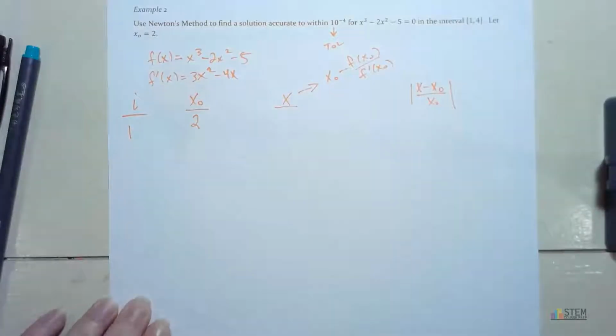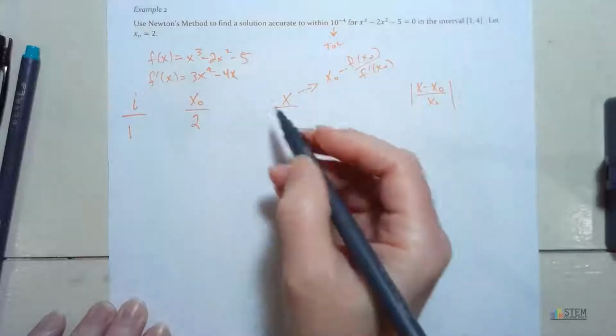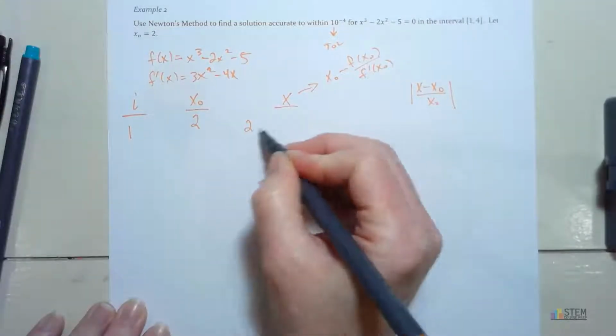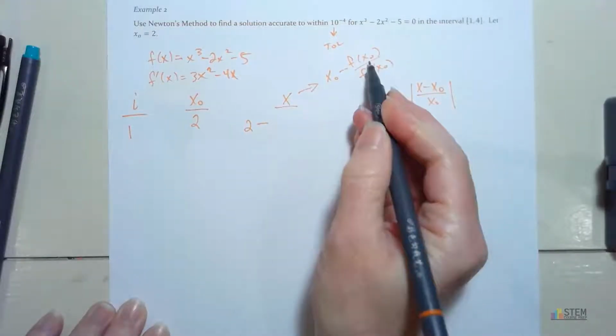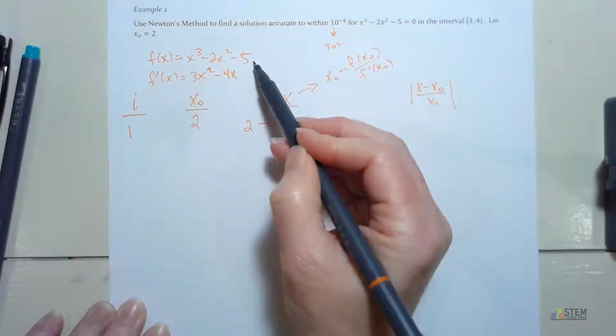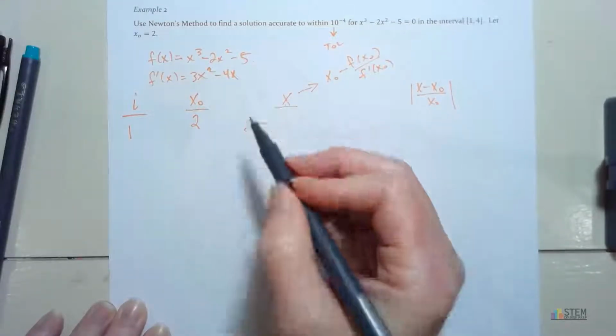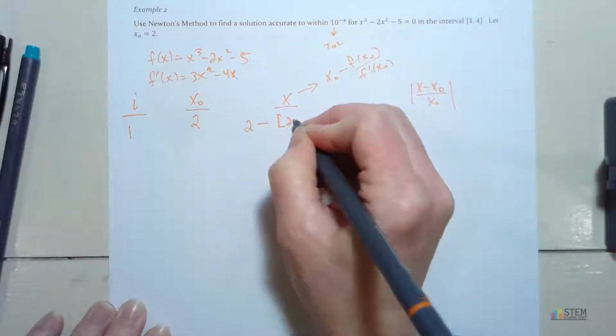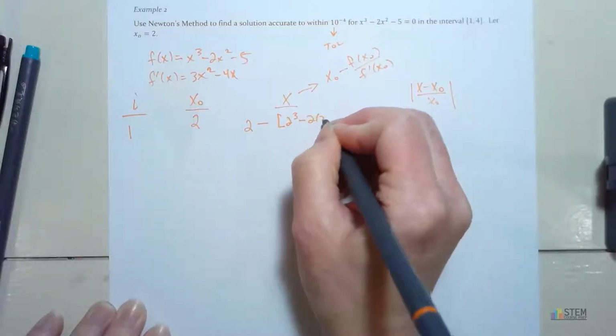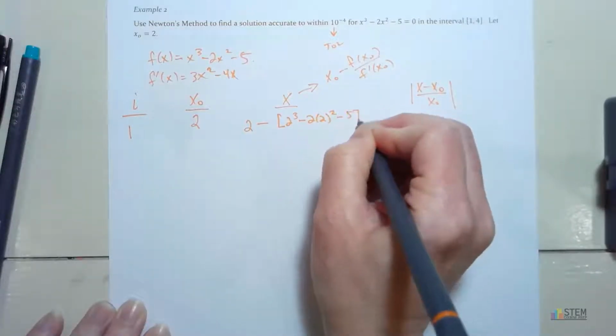There you go. So that's the equation we'll be using. Let's go ahead and fill that in. We're going to have 2 for x0 and then minus, we're going to take our function right here and plug in 2 everywhere we see x. We'll have 2 cubed minus 2 times 2 squared minus 5.